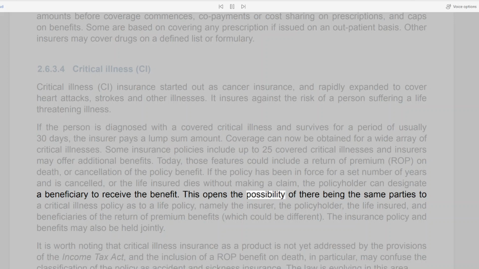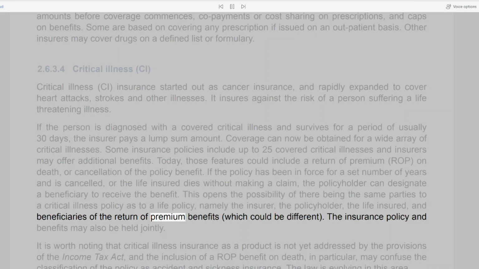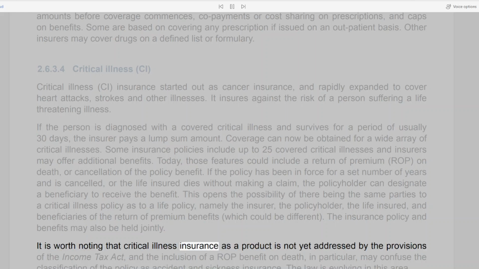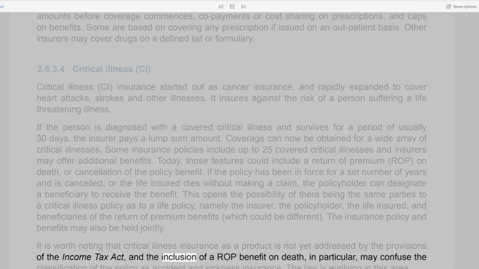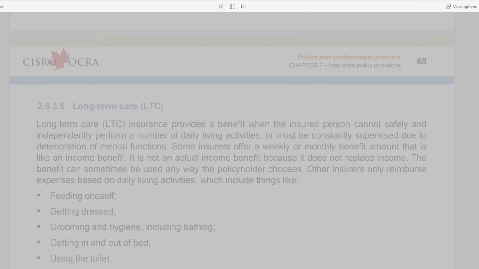This opens the possibility of there being the same parties to a critical illness policy as to a life policy, namely the insurer, the policyholder, the life insured, and beneficiaries of the return of premium benefits, which could be different. The insurance policy and benefits may also be held jointly. It is worth noting that critical illness insurance as a product is not yet addressed by the provisions of the Income Tax Act, and the inclusion of a ROP benefit on death, in particular, may confuse the classification of the policy as accident and sickness insurance. The law is evolving in this area.